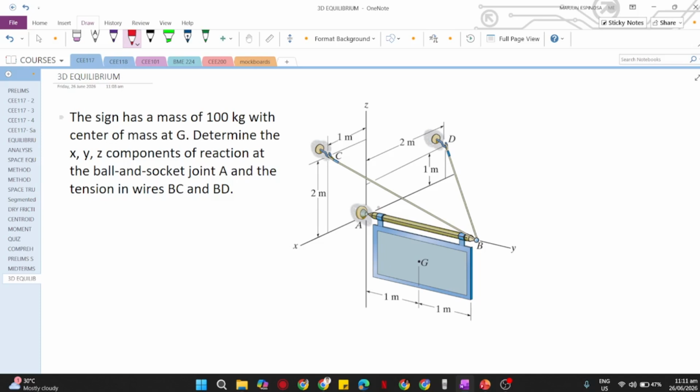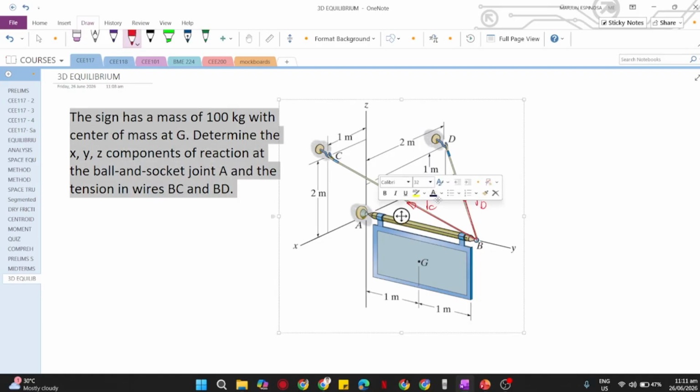I've already discussed to you the reactions involved in the ball and socket joint, no? And the tensions in wires BC and BD. So, ginawa natin kanina, we have created this free body diagram for tensions TC, and then we have also here tension TD. So, kukunin muna natin yung vector form nitong ating mga tensions.